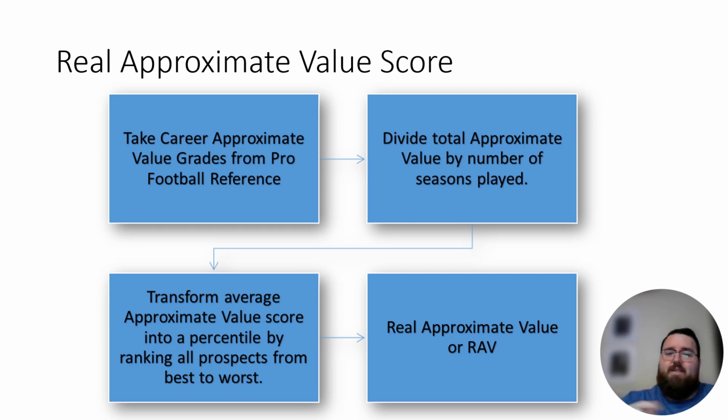One metric is called the real approximate value score. So this is how they actually performed on the football field. It's where you take the career approximate value, which is from Pro Football Reference, you divide it by the total number of seasons played to give you an average for their approximate value. And then you compare that to every single prospect from best to worst to give you the real approximate value score, which is the RAV.